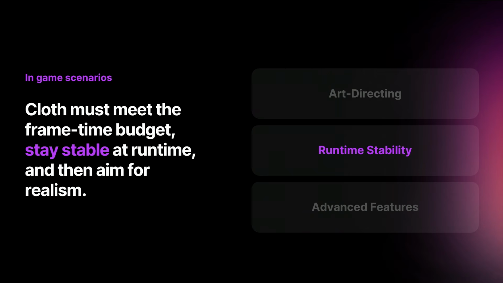Okay, let's move on to the second topic today, runtime stability. This is important because, as we all know, in most game scenarios, cloth has to meet the frame time budget first, make sure it stays stable during gameplay, and only after that, we aim for realism.